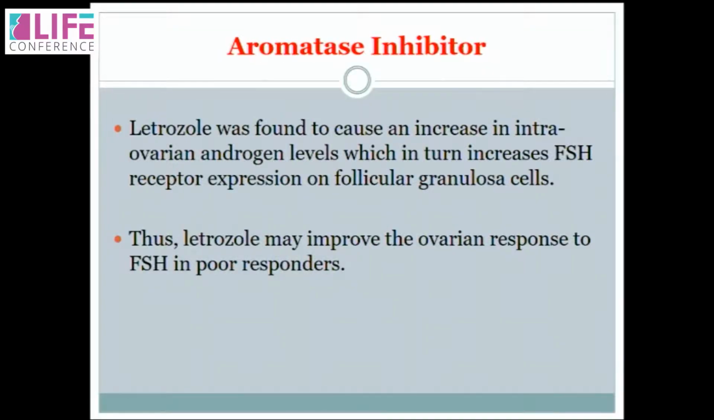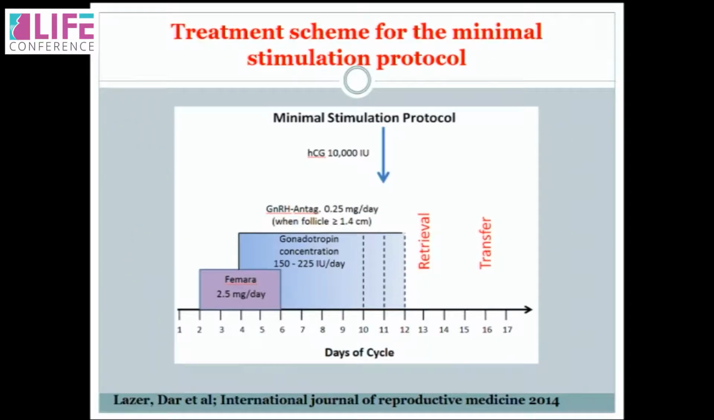So what does it do? It decreases the early follicular phase estrogen synthesis, and by that decreases the estrogen-mediated negative feedback on the hypothalamus, and it also increases the endogenous gonadotropin secretion. By doing that, we find increased intra-ovarian levels of androgen and increased FSH receptor expression on the follicular granulosa cells. We think that will help us to increase the response to FSH in poor responders.